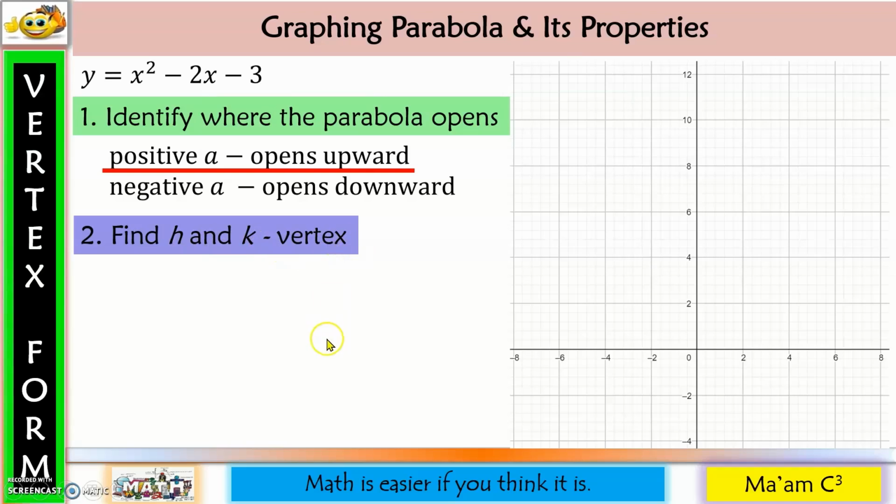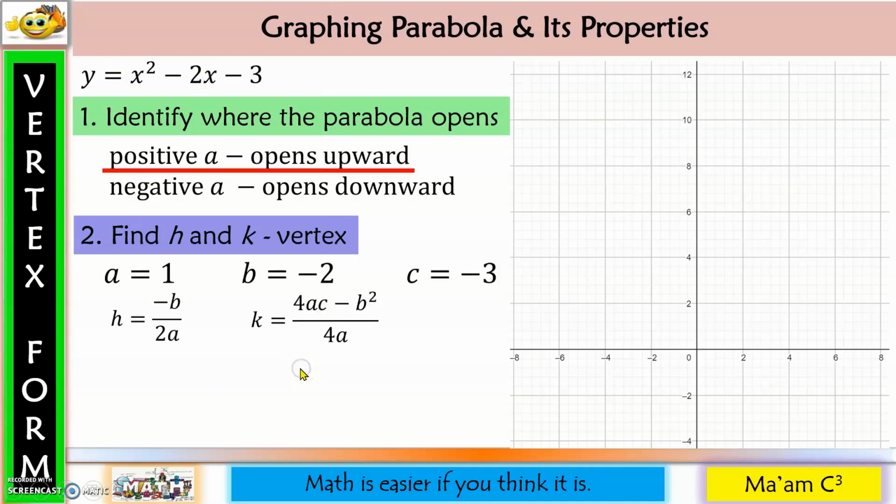Find time to watch my video on quadratic functions. I discussed there two methods in converting general form to vertex form. So now let's identify our A, that is 1, our B, negative 2, and our C, negative 3. Let us have our formulas for H and K. Let's start with H. Let us substitute. So negative of negative 2 divided by 2 times 1. Negative of negative 2 is 2. 2 divided by 2. So our H is equal to 1.